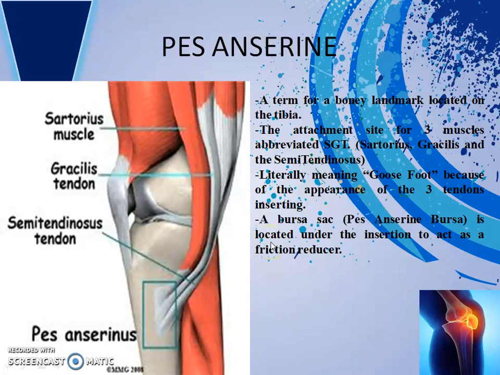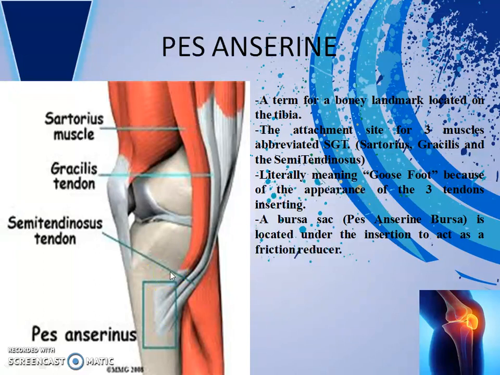Okay, the next one is the pes anserinus, a term for the bony landmark located on the tibia. It is the attachment site for three muscles, abbreviated SGT, which are the sartorius, gracilis, and semitendinosus, literally meaning goose foot because of the appearance of the tendons inserting. This is over here, as you can see, the sartorius muscle, the gracilis, and the semitendinosus inserting here, so it looks like a goose foot.